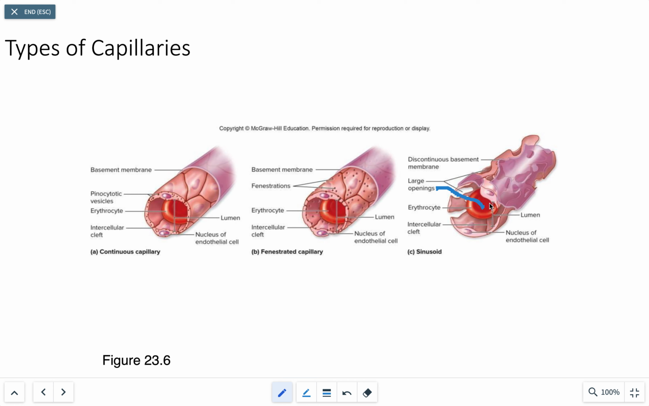We see this with hormones, especially in the anterior pituitary, the parathyroid gland. We see this with the spleen, so fragmented red blood cells can make their way from general circulation in the spleen and get recycled. And also we see discontinuous membranes or sinusoids located in the liver.